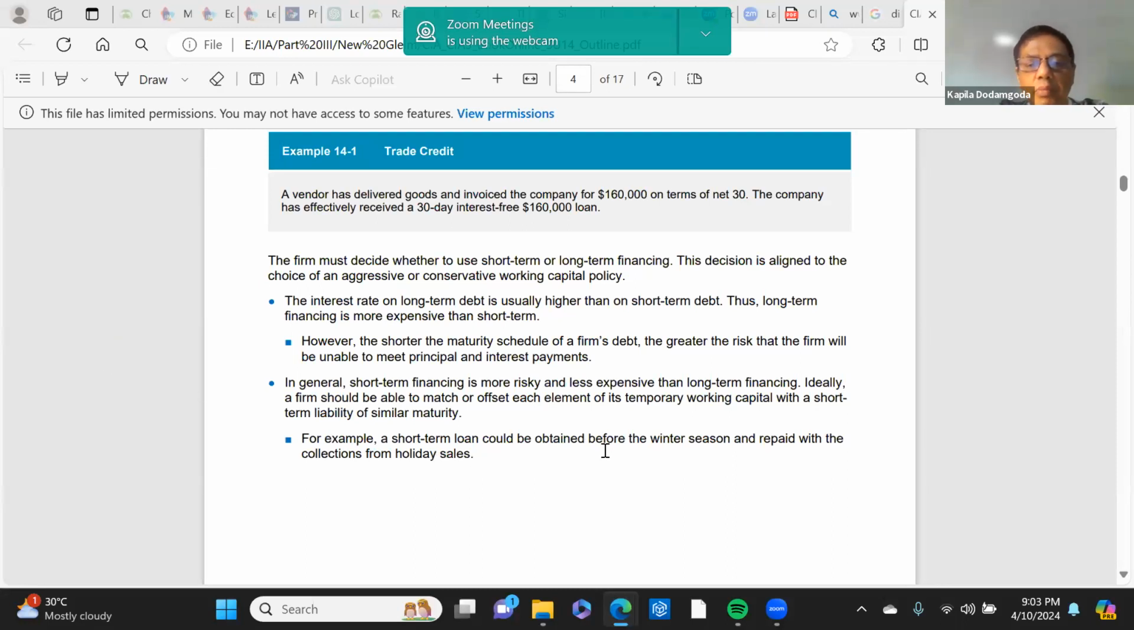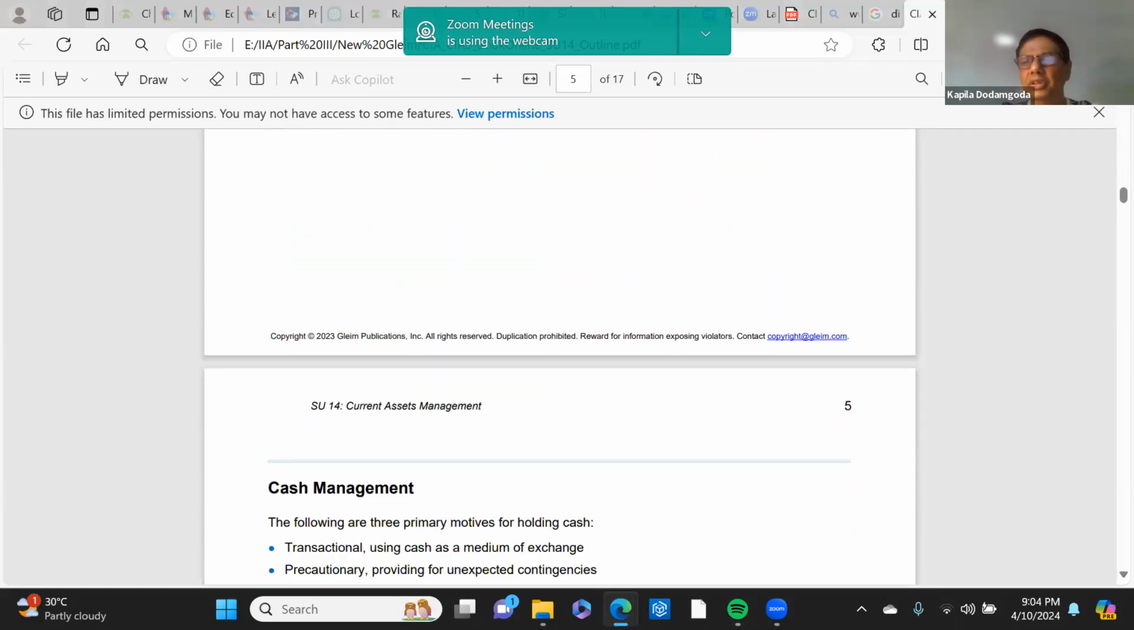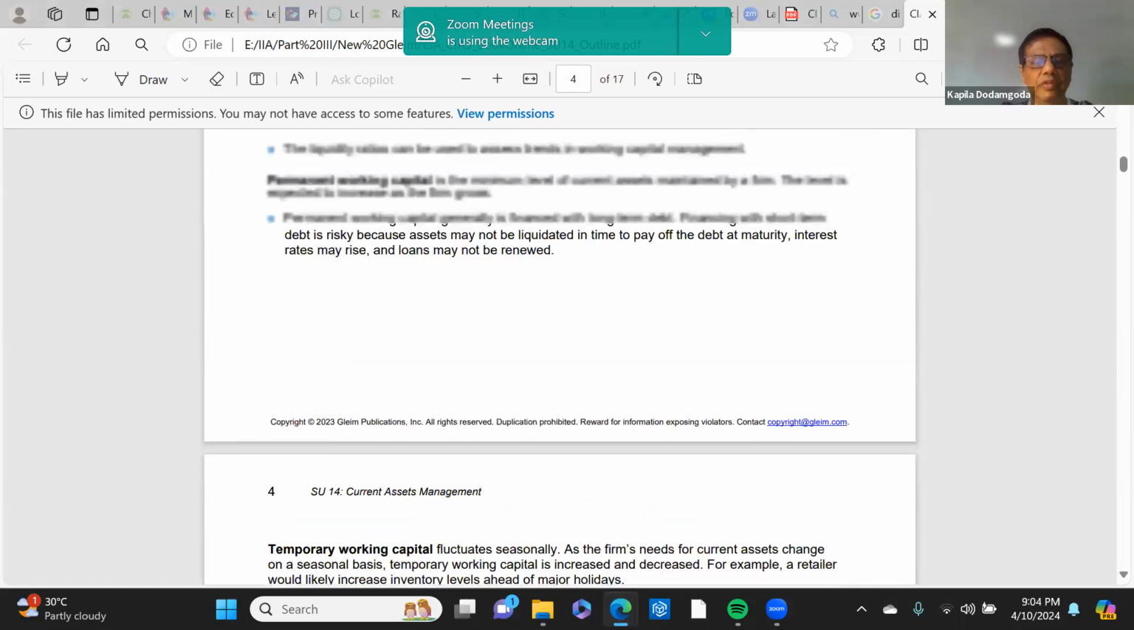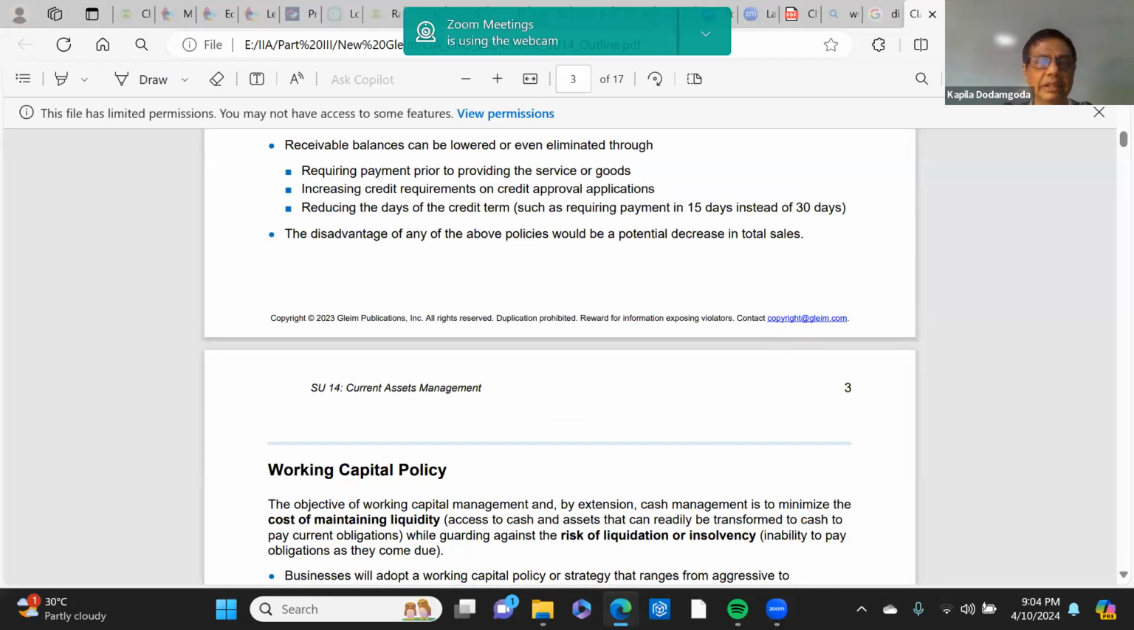A short-term loan could be obtained before the winter season and repaid from the collections of the holiday season. So basically, matching the timing according to the season. That is one way of matching the short-term seasonalities with the appropriate cycles of borrowing. So that is all about your working capital management, broadly speaking: conservative versus aggressive, and debtors, inventory, how you could manage them, how you can match the requirement versus the funding source when you're aggressive and conservative. That is what has been discussed.